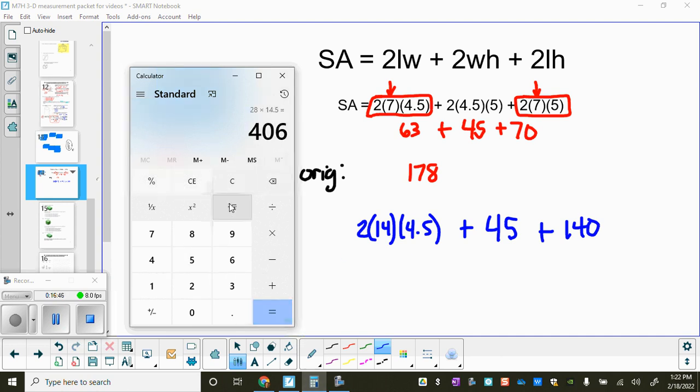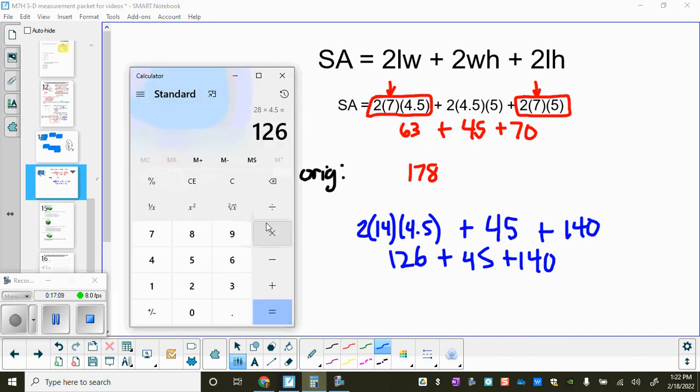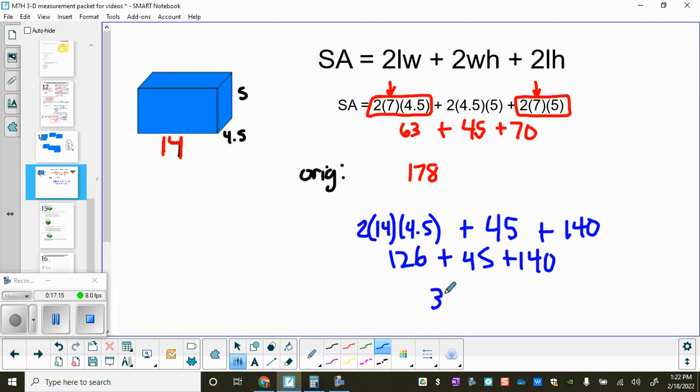What is happening? I don't like that. Oh, I'm doing 14.5, not 4.5. That's why I keep messing this up. Okay, here we go. 2 times 14 times 4.5. There we go. So this is now 126. And again, I know this part wasn't in your notes, but I just wanted you guys to see that with this, there really is no shortcut. You just got to do the math and then the math again. And we're just going to compare the two numbers. And then a 140. So this is my new surface area, 311.